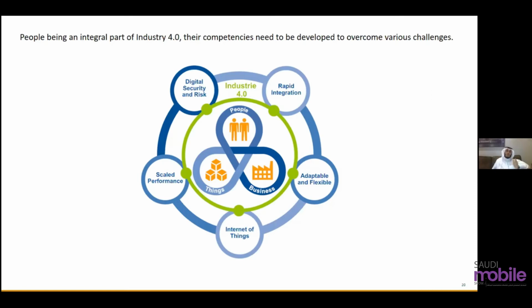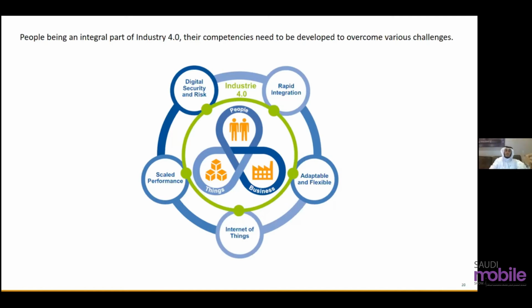With them, we need digital security and risk. We need scaled performance, that it is scalable, that whenever we add a new service, a new device, any new plans, any new partnership, that it is scalable and the business will not be interrupted.